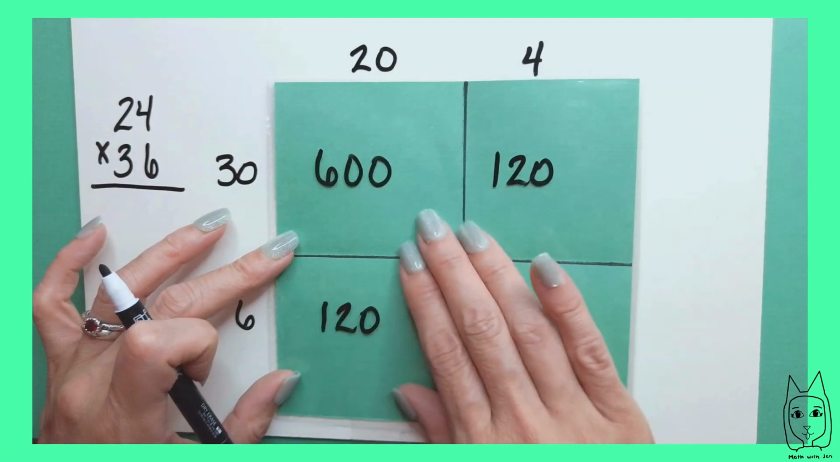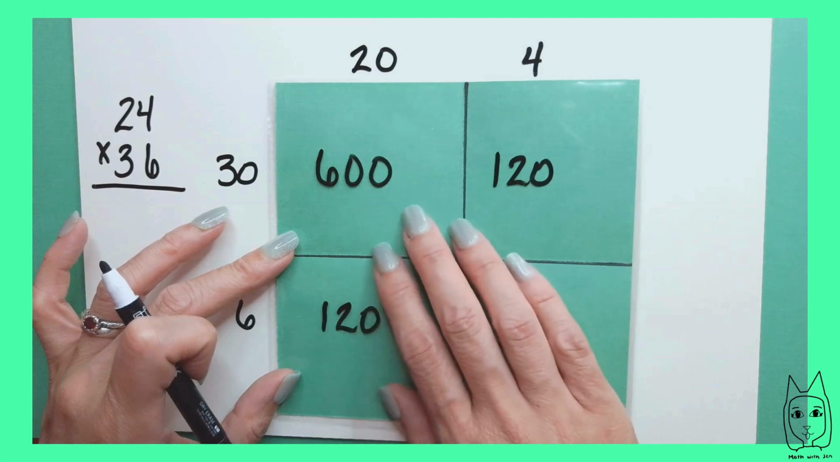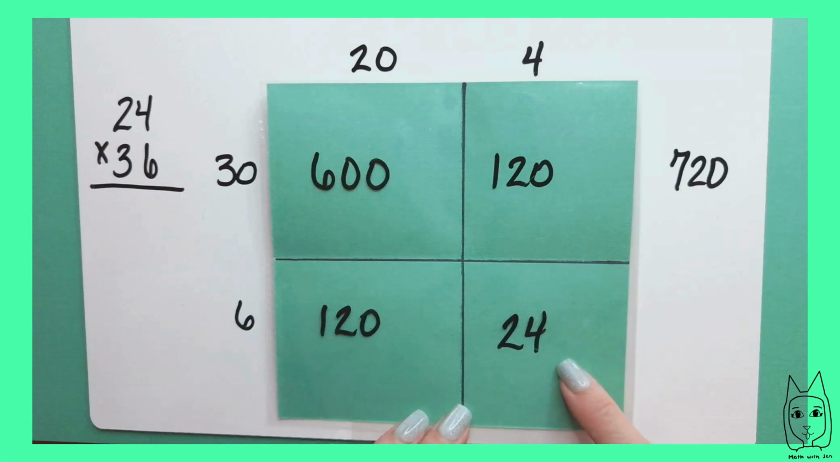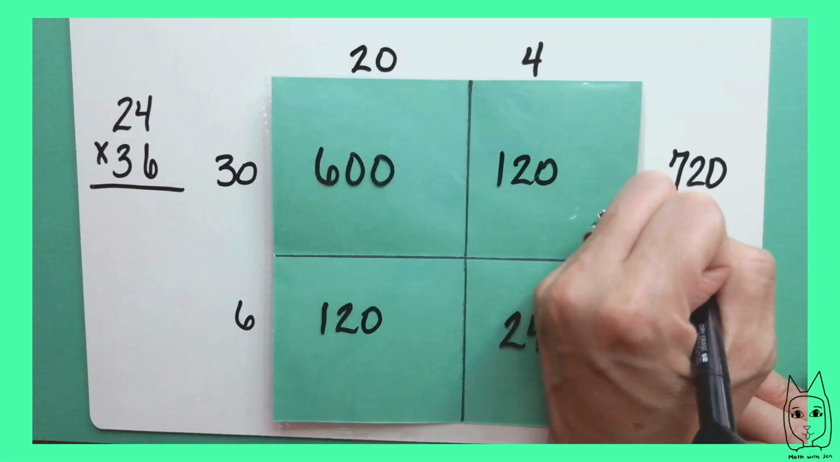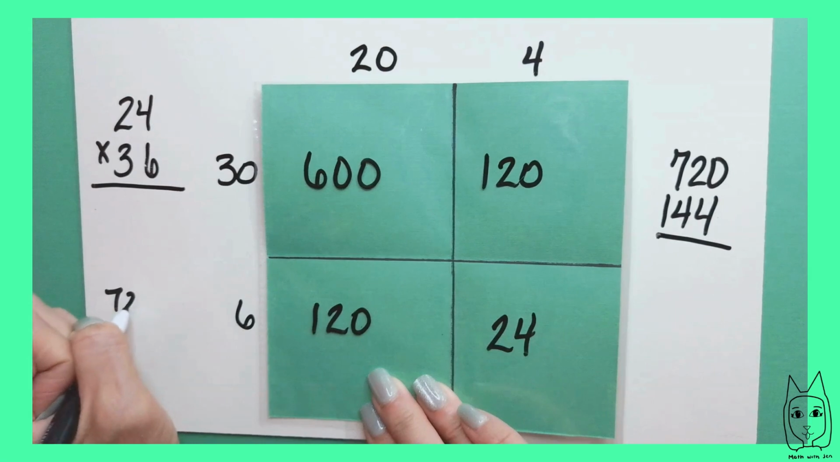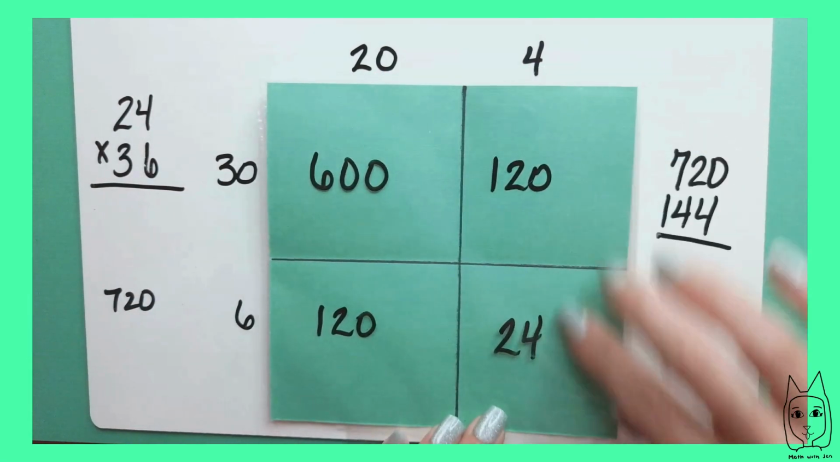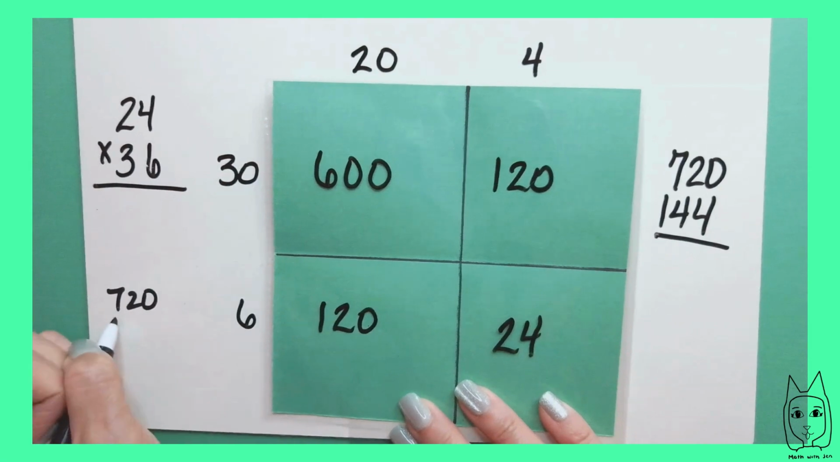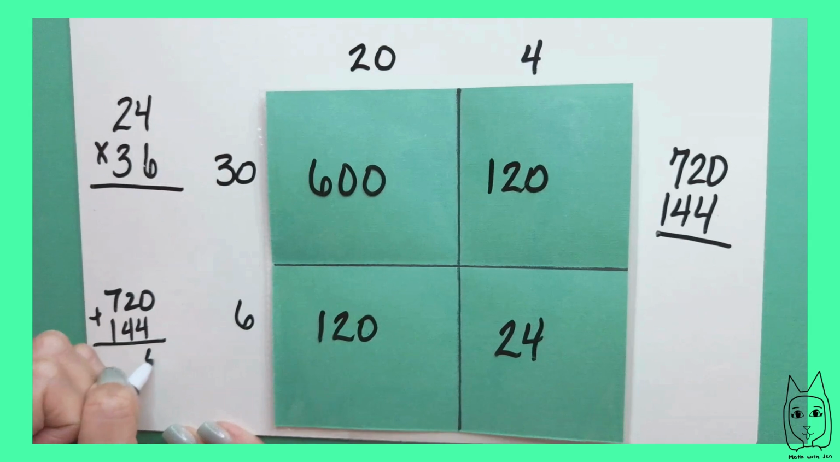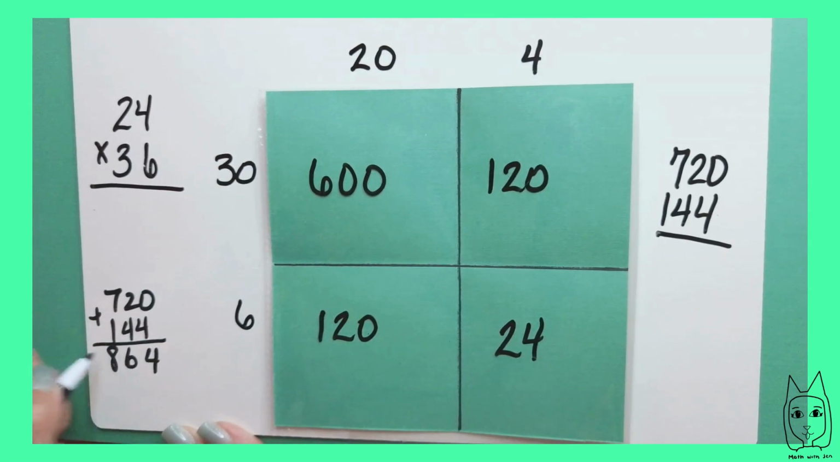Now I can add these numbers together. 600 plus 120 is 720. 120 plus 24 gives me 144. You could have done 120 plus 24 first and then the 600 plus 120. It doesn't matter which numbers you start adding together because addition is commutative. So I'm going to add these numbers and I get 864. So 24 times 36 is 864.